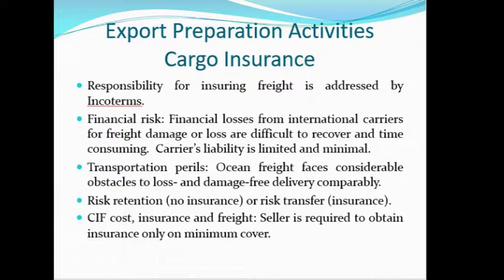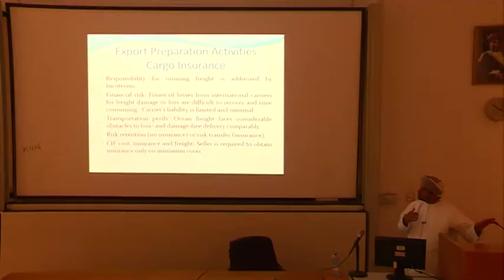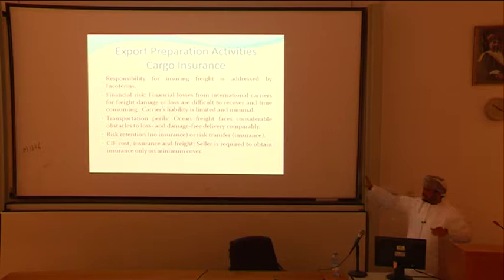Other problems, transportation perils. Ocean freight faces considerable obstacles of loss and damage, and that's something you need to be worried about. So you, as a shipper or as a consignee, will need to select between risk retention and risk transfer. Risk retention means that you don't actually insure the items, but risk transfer means that you insure the items. We also need to be careful about CIF, cost, insurance, and freight. The seller is required to obtain insurance only on minimum cover. Although CIF shows that the items will need to be insured by the seller, the seller will only insure the items on minimum cover, which means that you may need to insure the items further in addition to the seller.